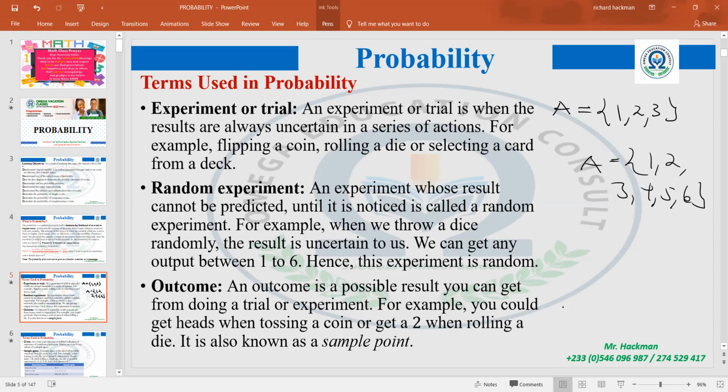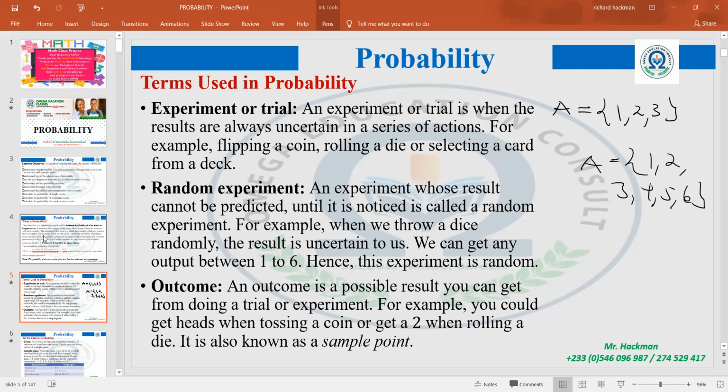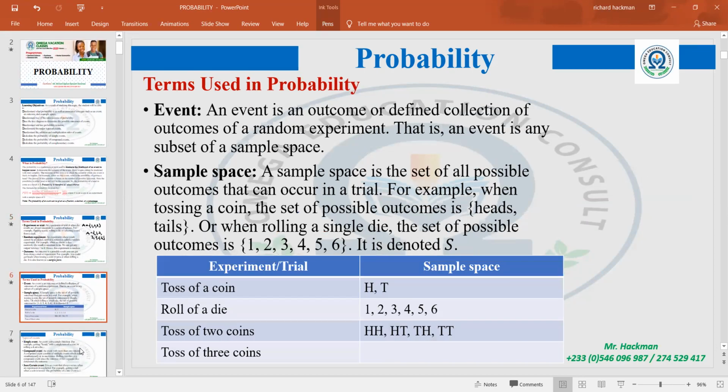Any question before we move on to our next term, and therefore our next slide? Are we all fine? Okay, all right, great. So if you are fine, then let's move on to the next one. So the next one is an event.